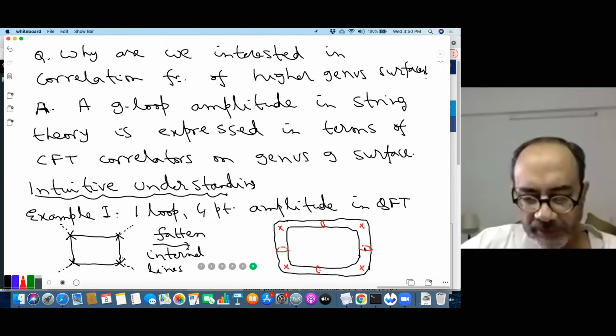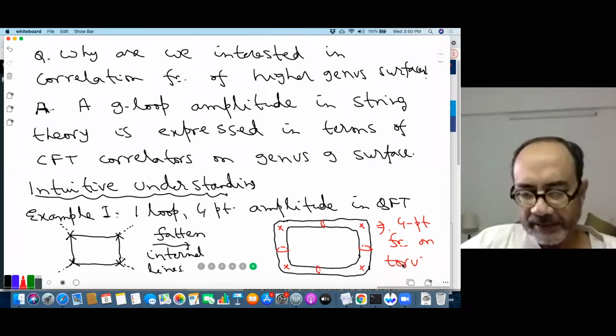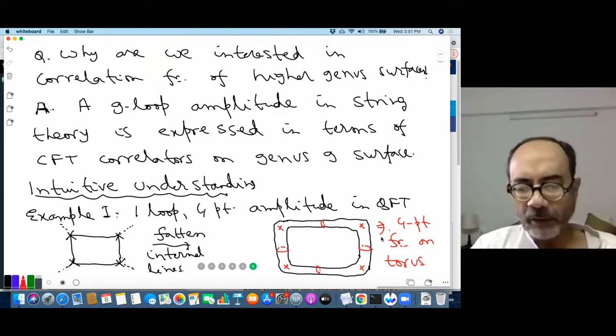Okay. So you see that this is already a genus 1. Okay, that torus 4-point. It looks like a 4-point correlation function on a torus. Okay. So this looks like a 4-point function on a torus. Okay, but we are going to eventually translate this into a precise expression. Okay, but right now I'm just giving the intuition. Okay, that's why we expect the one loop amplitude to be related to genus 1 correlation function.